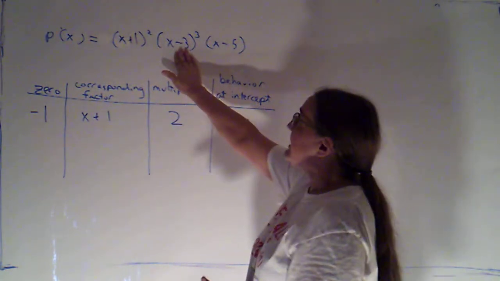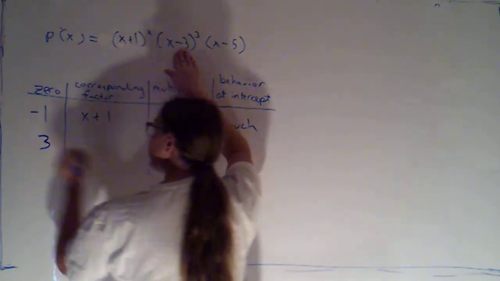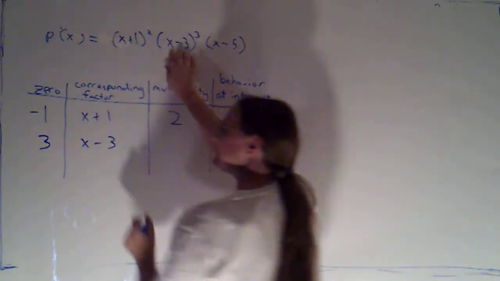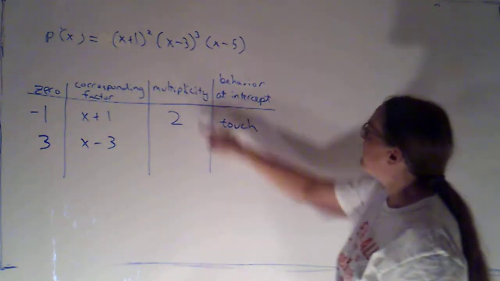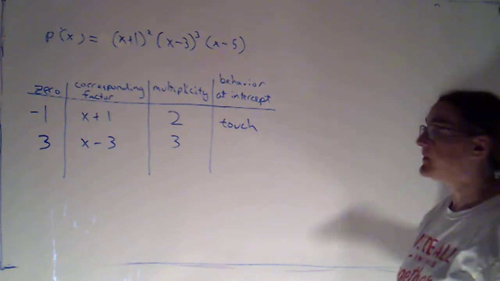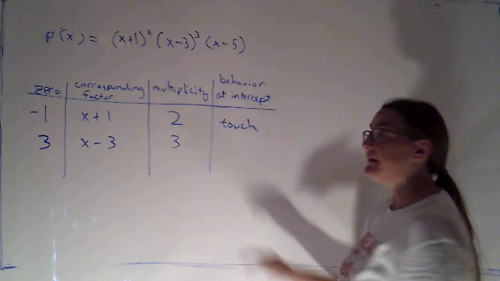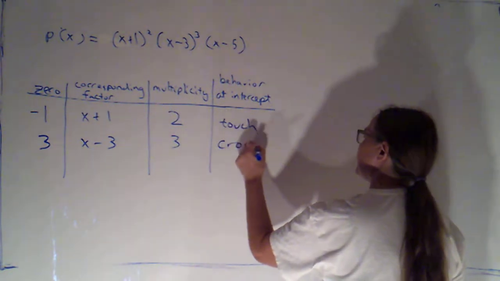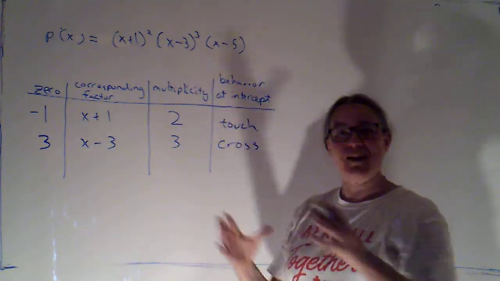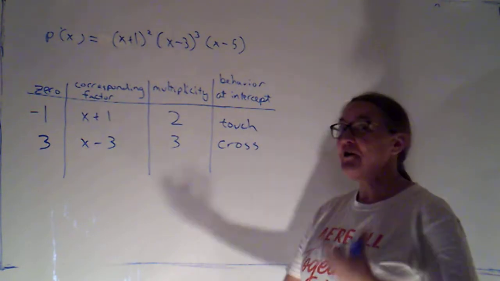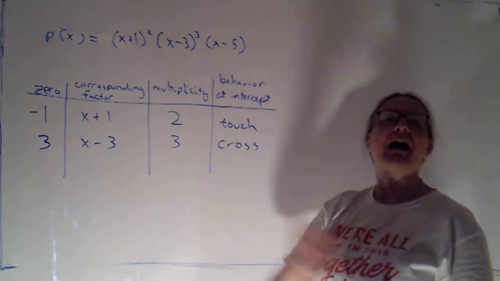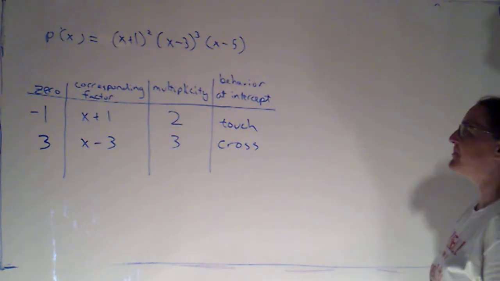All right, if I look at my next factor, the number that would make that 0 is 3. The factor corresponding to that, of course, is x minus 3. And that multiplicity is 3. We've got 3 copies of that factor. 3 is odd, so we're going to cross the axis at that point. Because all 3 of my factors of x minus 3 will change sign, 3 sign changes aren't going to cancel each other out, so the entire polynomial changes sign there.